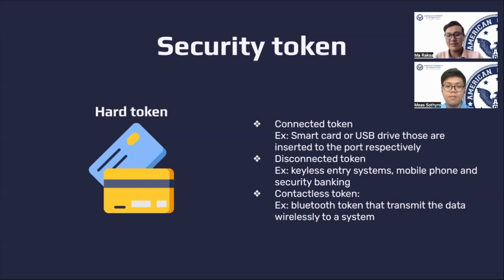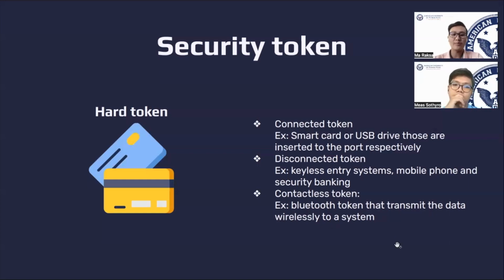Some examples of connected tokens are smart cards and USB drives, which are inserted into a port. The disconnected ones include keyless entry systems, mobile phones and security banking devices. And for contactless, we think of wireless, like a Bluetooth token that transmits the data wirelessly to the system. Those are the examples of the hard token.